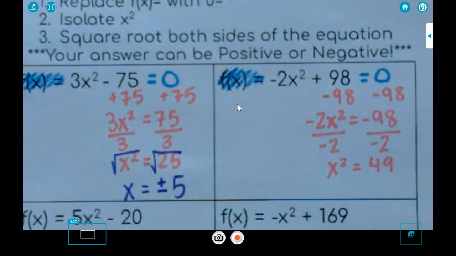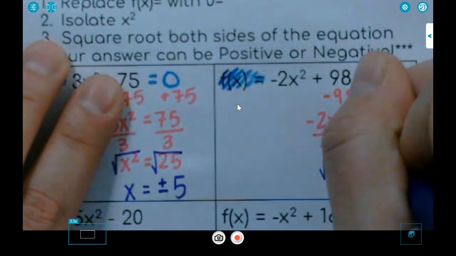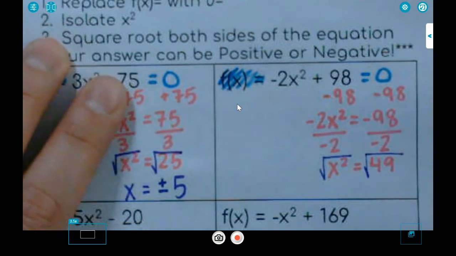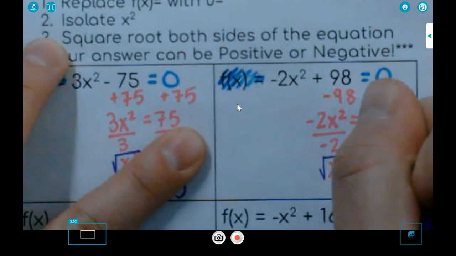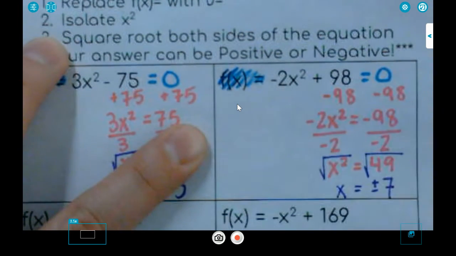Okay, then once we get x squared by itself, that's when we get to take the square root. You cannot take the square root until x squared is by itself. So we take the square root, take the square root, and then what number times itself equals 49? And so it's going to be plus or minus 7.